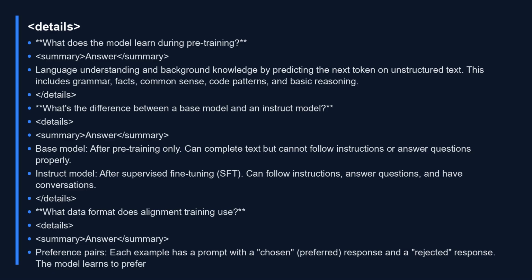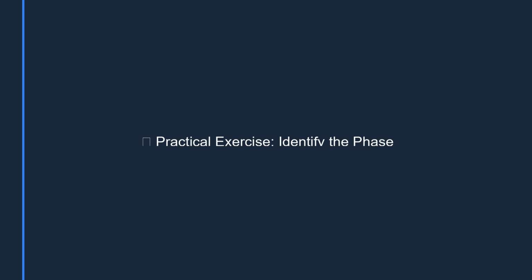Third, what data format does alignment training use? Preference pairs, a prompt with a chosen response and a rejected response. Fourth, how does GRPO differ from SFT for teaching reasoning? SFT requires demonstrations of step-by-step thinking. GRPO only requires questions and a reward function. The model discovers reasoning strategies on its own. Fifth, does pre-training need more data than SFT? Yes. Trillions of tokens versus thousands to millions of examples. Not even close.